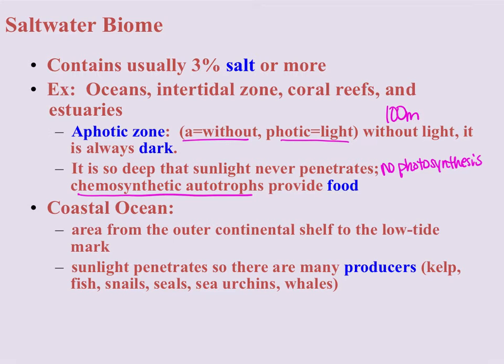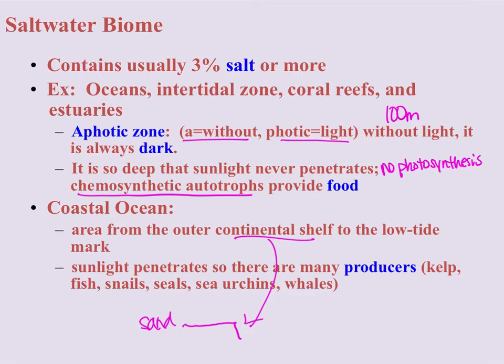So your coastal ocean is going to be the area from the outer continental shelf to the low tide mark. So the low tide mark, basically, that's going to be like where the water starts. And the continental shelf, if you've ever been out on the beach, so like here's the sand, okay, and then here's where the water starts. So the water will go, and then all of a sudden there's a big drop off. That is the continental shelf. Is that drop off?